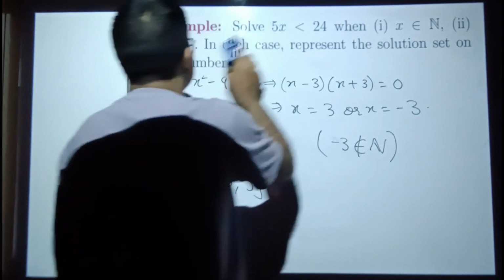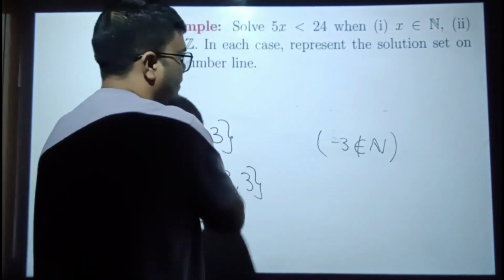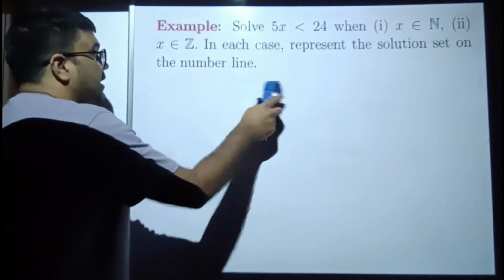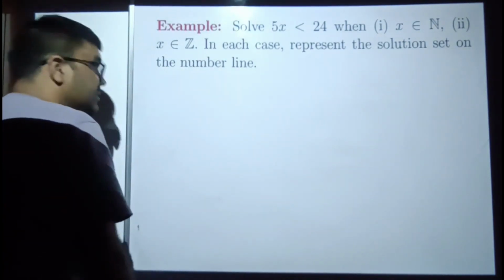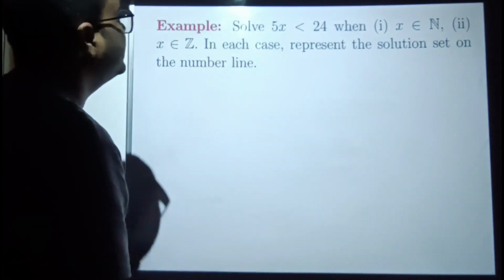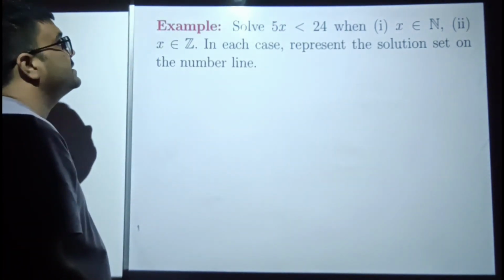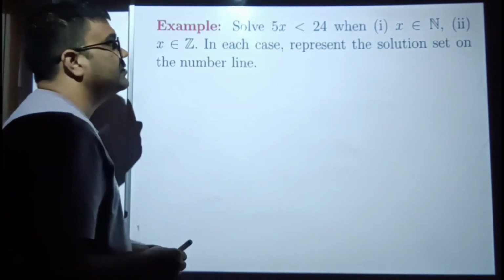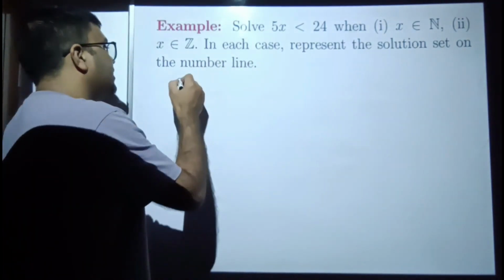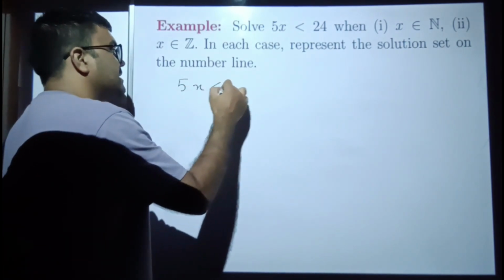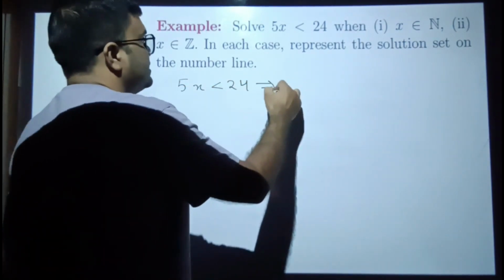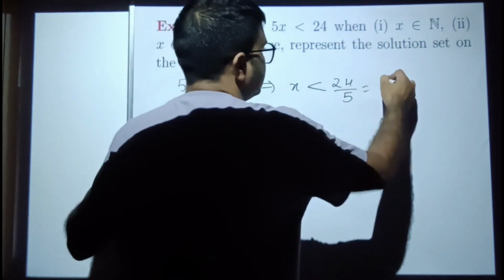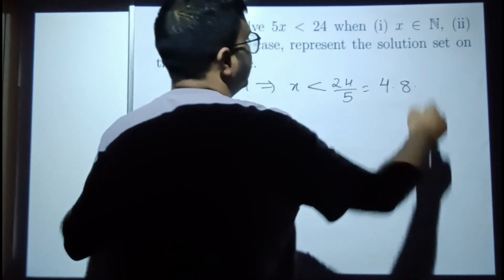Next is solve 5x is less than 24. Then two conditions are given, x belongs to N and x belongs to Z. And in each case we have to represent the solution set on the number line. So when we are talking about 5x is less than 24, this implies that x is less than 24 by 5, that is equal to 4.8.